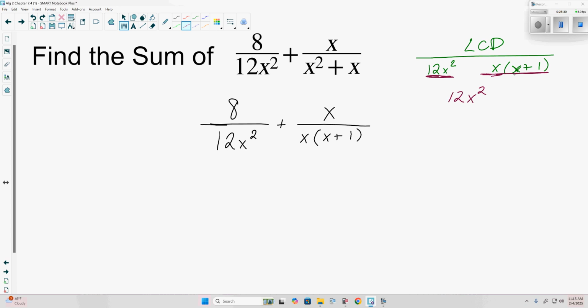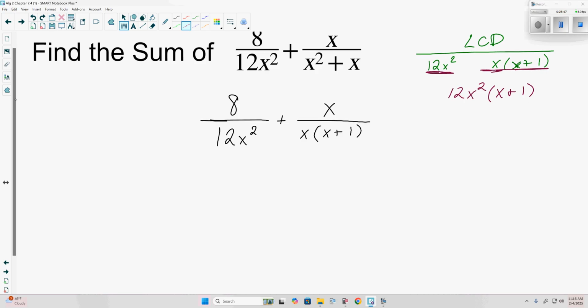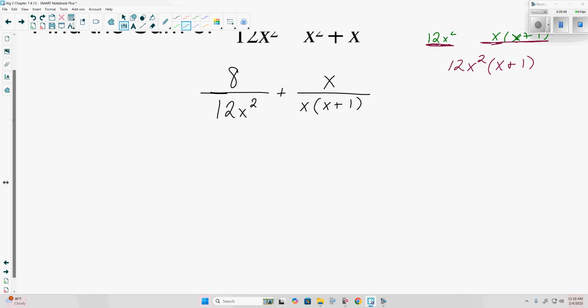The one on the right, the only other factor that it has that both are going to need is the x plus 1. So for us to be able to add or subtract these, we need the denominators to be at least 12x squared times x plus 1. It could be bigger, but that's going to cause us to have to simplify more.